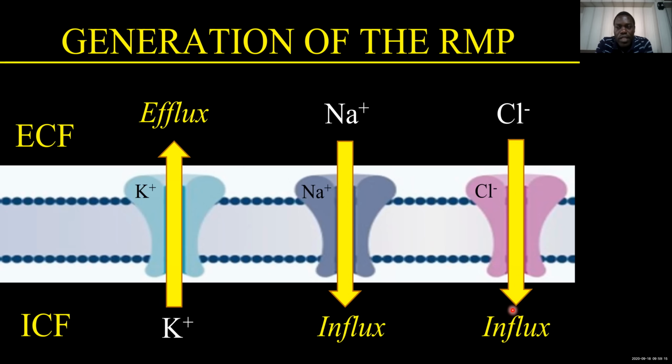Remember, these are leaky channels, which means they're always open, which means potassium is constantly moving out of the cell. It also means that sodium is constantly moving into the cell. Chloride is also constantly moving into the cell.